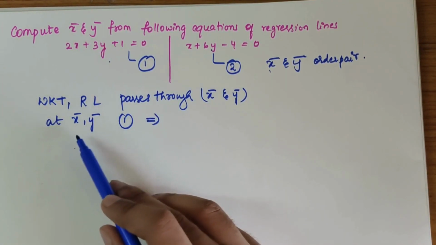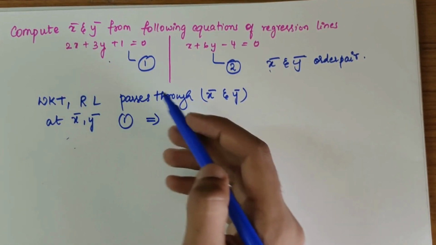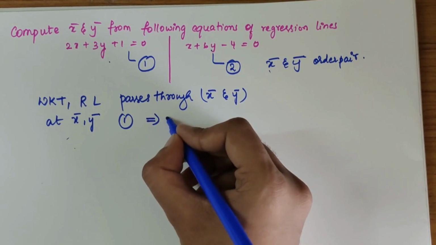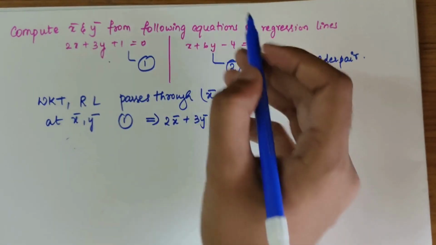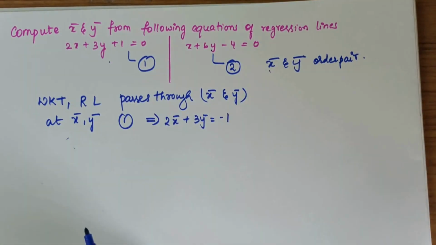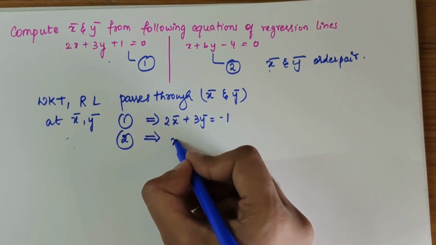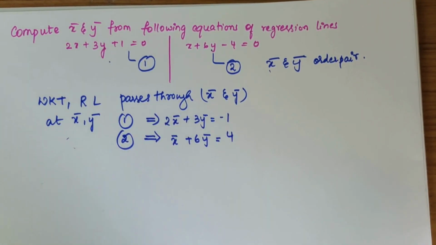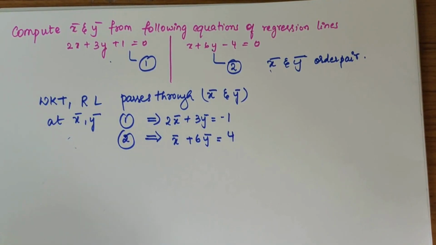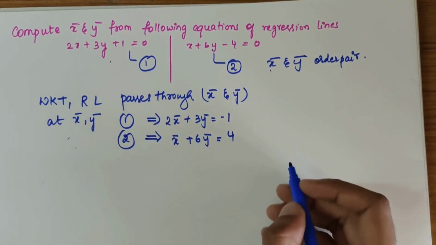bar and y bar. So at x bar and y bar, 2x plus 3y plus 1 will be changed as 2x bar plus 3y bar. Send 1 that side, it will become minus 1. And the second equation similarly you can rewrite as x bar plus 6y bar is equal to 4. So now you have to solve these two simultaneous equations.